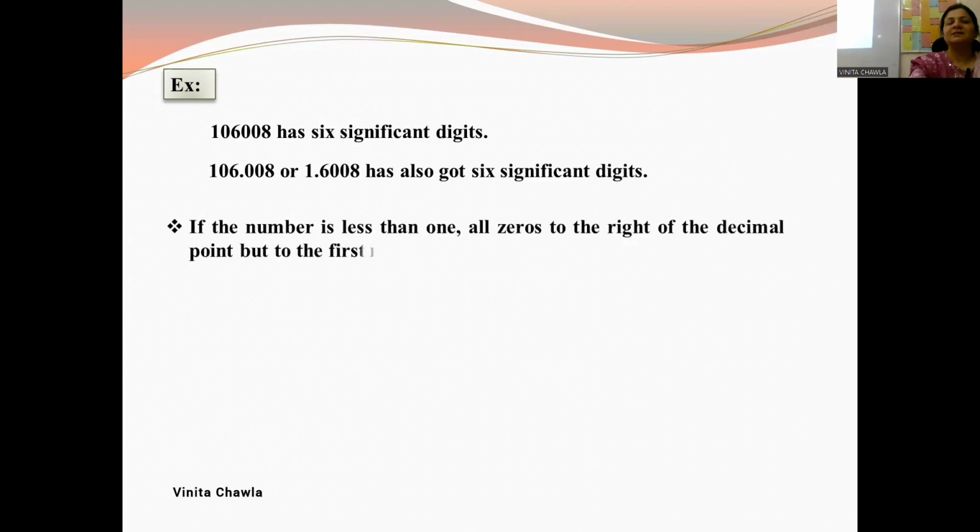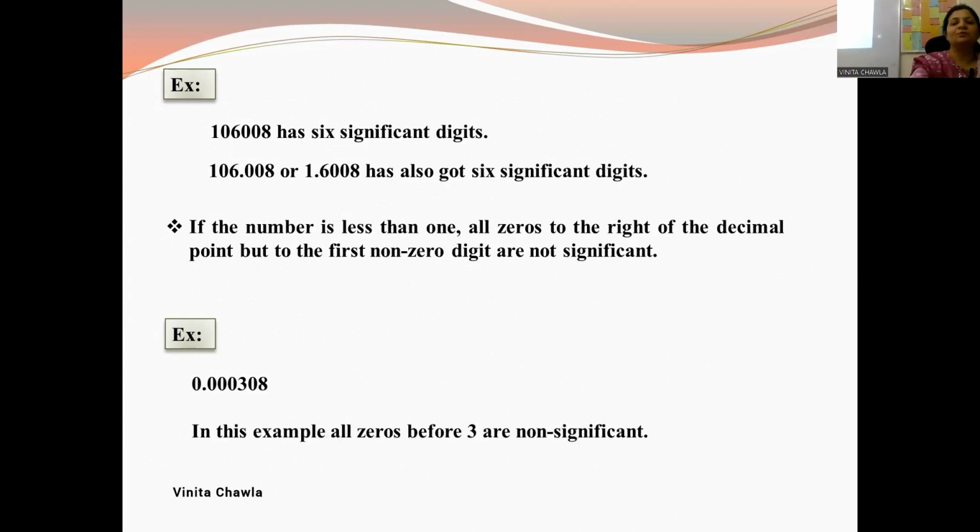Next rule, if the number is less than 1, for example, 0.8 or 0.002, then all zeros to the right of the decimal point but before the first non-zero digit are not significant. For example, 0.00308. In this example, all zeros before 3 are non-significant. After 3, we have 3 significant digits here: 3, 0, and 8. Okay. Written. Should I move to the next slide?